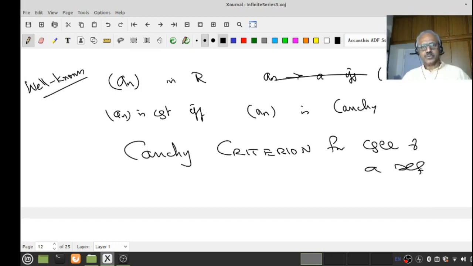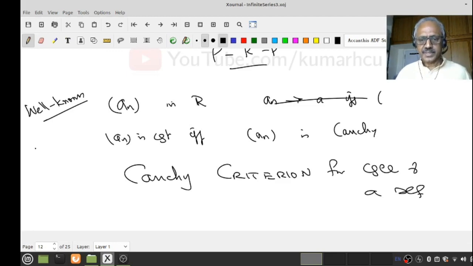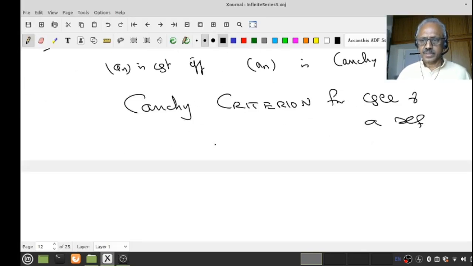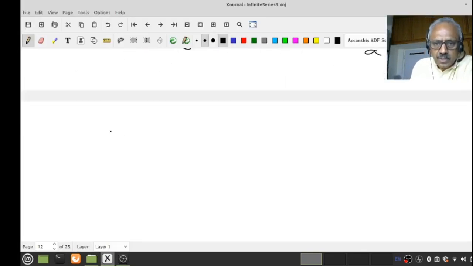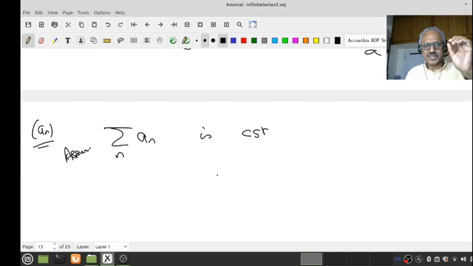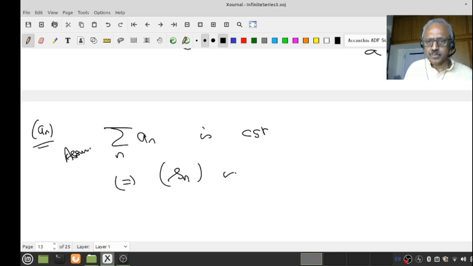So now I can ask a question whether there is a Cauchy criterion for the convergence of a series. Let us look at it. A sequence an is given. Let us look at the associated infinite series, the sum of an. Assume this is convergent. What does that mean? Remember, whenever I have an infinite series, I look at convergence. What should I look for? I should look for the sequence of partial sums. Therefore, this is the same as saying the sequence of partial sums is convergent.